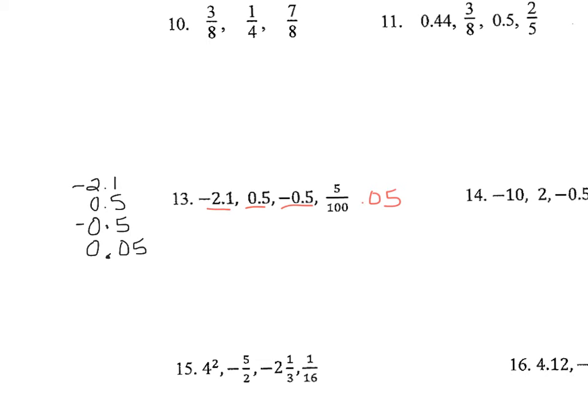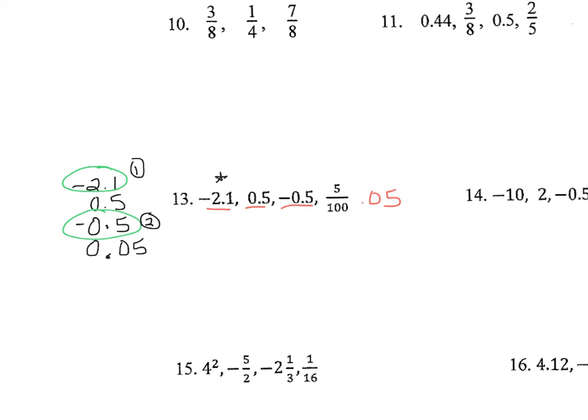So first of all, if I'm going least to greatest, I need to start with any negatives I have. So I have negative 2.1 and negative 0.5. So with the negative rules, the farther away it is from 0, the smaller it is. Okay, the farther away it is from positive numbers, the smaller it is. So negative 2.1 would actually be my smallest number.